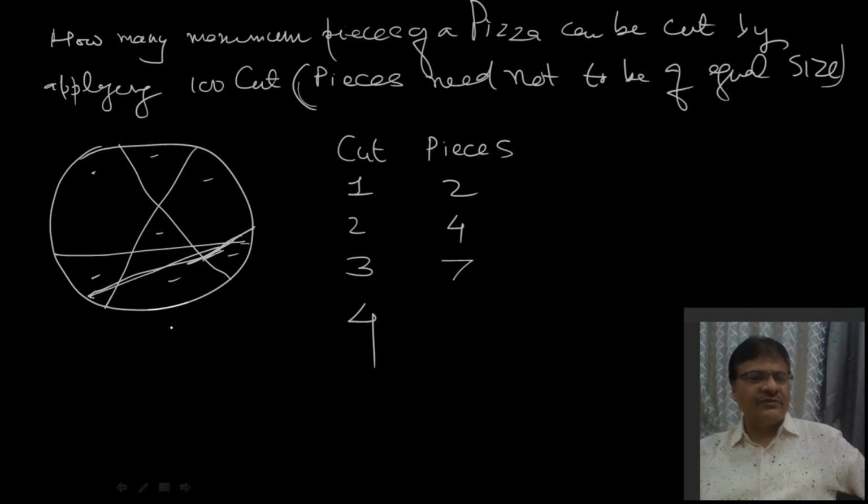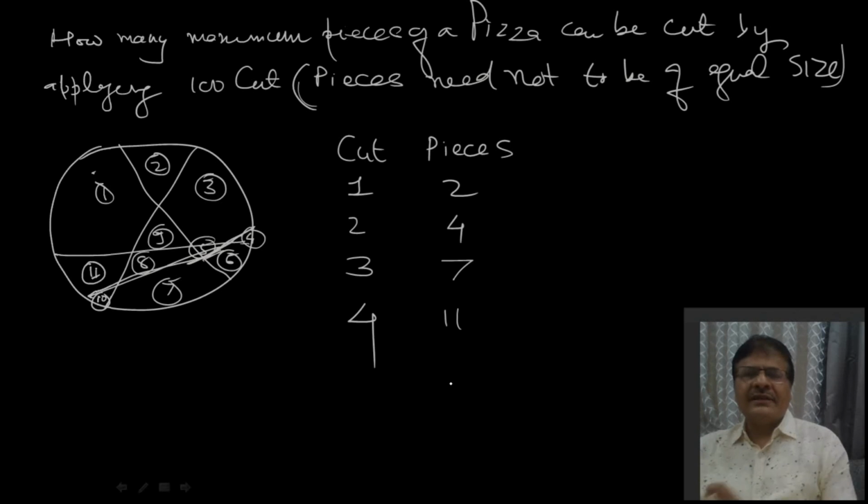The funda is this: you should apply the cut in such a way that it passes through or touches all previous cuts. Then only you will get the maximum number of pieces, right? So if you apply 4 cuts, how many pieces are there? See, 1, 2, this one is 3, this one is 4, this one is 5, 6, 7, 8, 9, then this one is 10 and this one is 11. Okay, now I will get my clue from here. No need to go up to 100, and it's not possible.